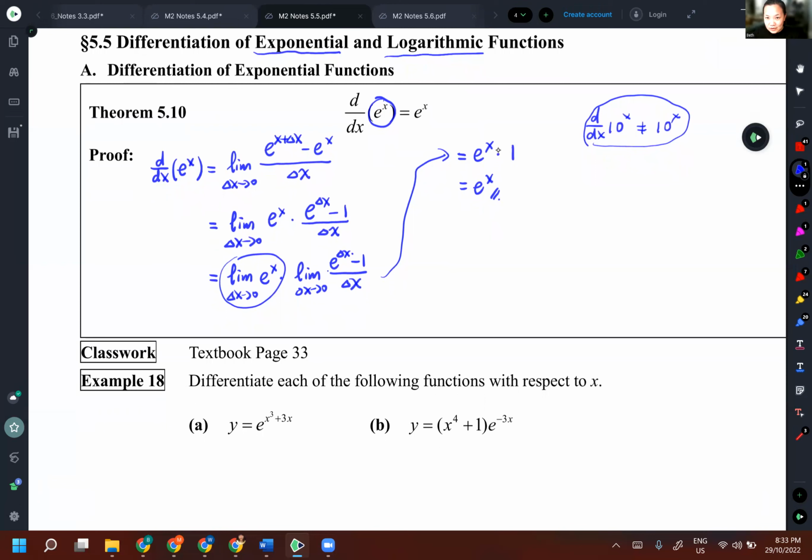We have textbook questions. Page 33, the textbook. When you are done, you raise your hand.